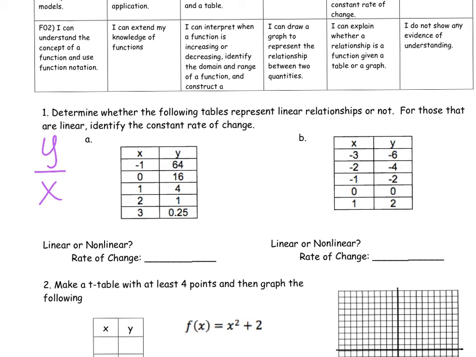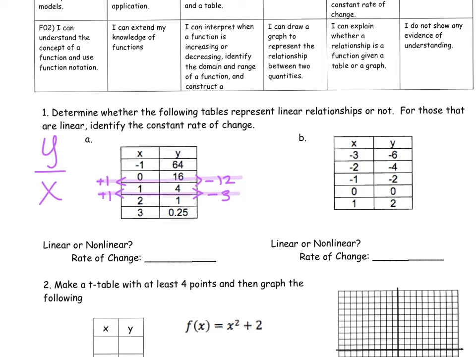So 64 to 16 is a big number, but I'm going to start with these smaller ones. 16 to 4 is minus 12. 4 to 1 is minus 3. 0 to 1 would be plus 1. 0 to 2 is plus 1. So if I think about my rate of change, is this consistent?